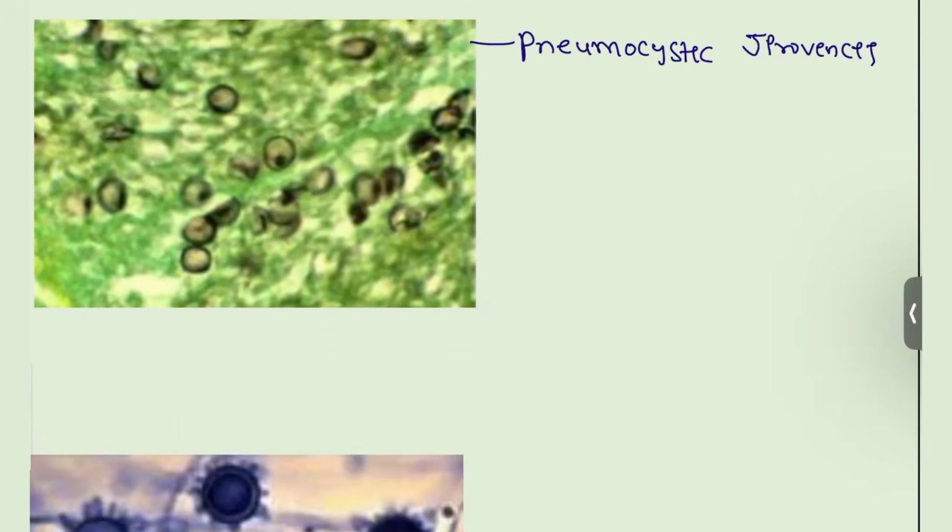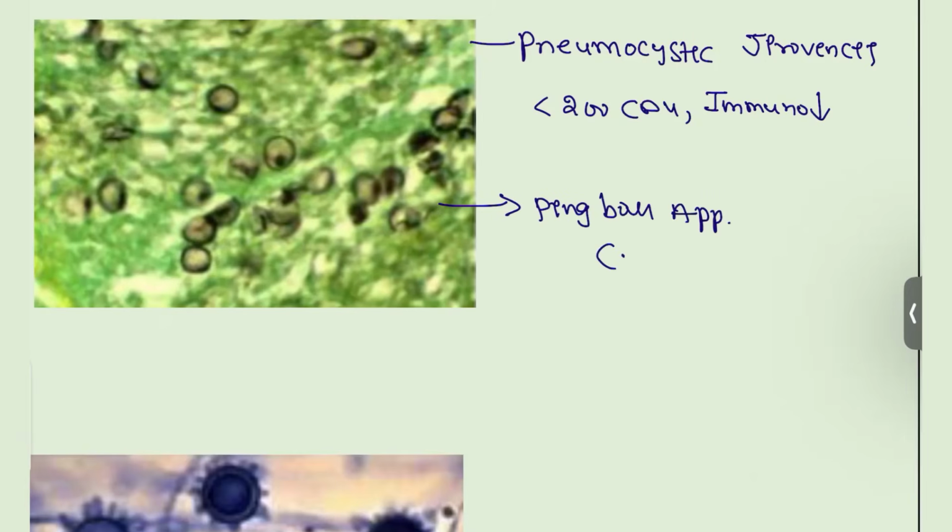Next, Pneumocystis. This is known for the Pneumocystis jirovecii. Actually, this is not a fungus, but it is classified under the fungi only. If the patient has less than 200 CD4 cells, or is an immunocompromised patient, then this Pneumocystis jirovecii is formed in that patient. How are we going to see it? These are known as a pink ball appearance, on the Gomori methenamine stain. This is positive for the patients.